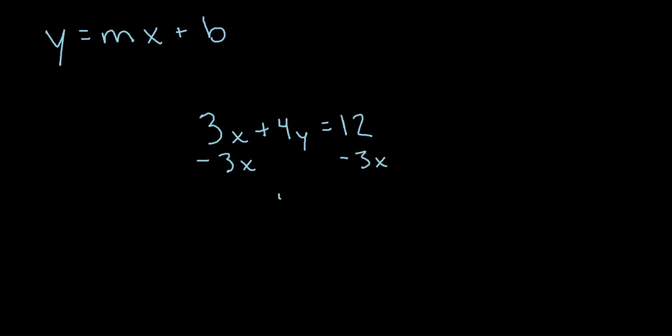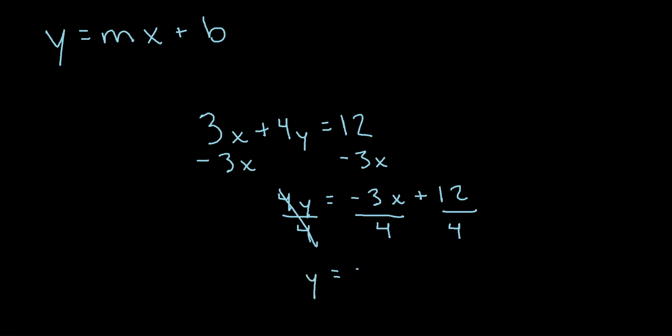So we'll get 4y is equal to negative 3x plus 12. And then to get y by itself, we just need to divide every element by 4. So if we divide by 4, we'll divide this term by 4 and this term by 4. On the left-hand side, these 4's cancel out, and we're left with y is equal to negative 3/4 x plus 12 divided by 4, that's 3.